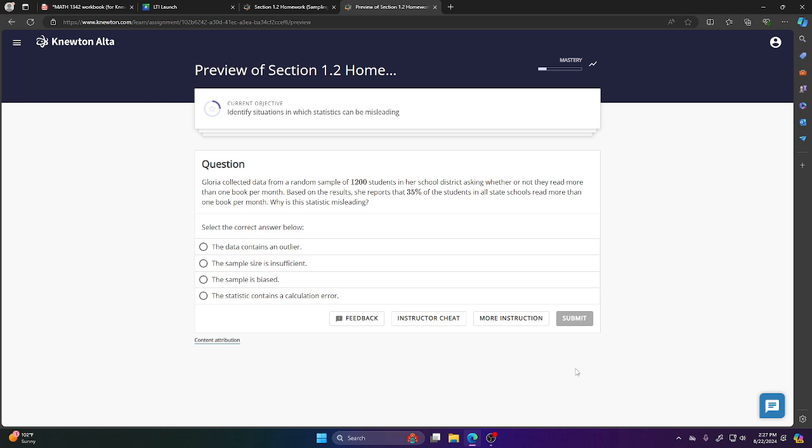So we're collecting data about a big random sample in a school, whether or not they're reading one book per month. She got 35% of all state schools read that. So she went to her school district, and she says now for all the state schools. Yeah, that seems wrong. So which one is it? You say bias? Could hers be an outlier? That's also another option. But the sample size is good, and I don't think there's necessarily wrong math. So it's either going to be this or that, and I'm going to click bias, and we're going to see. Here we go.